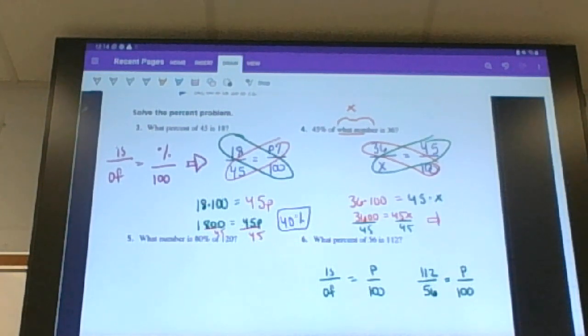And who got their calculator out? Go ahead, what is it? That's 80. 36 is 45% of 80, which makes sense because 40 would be 50% of 80.